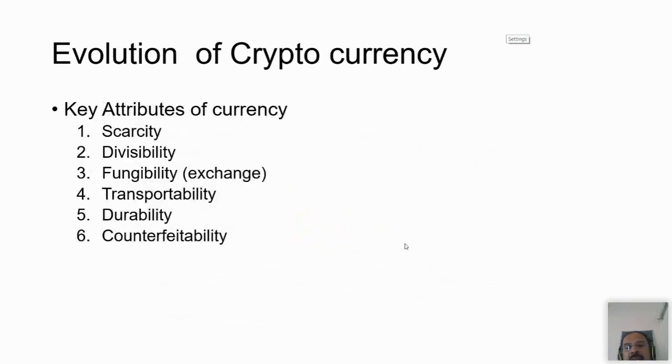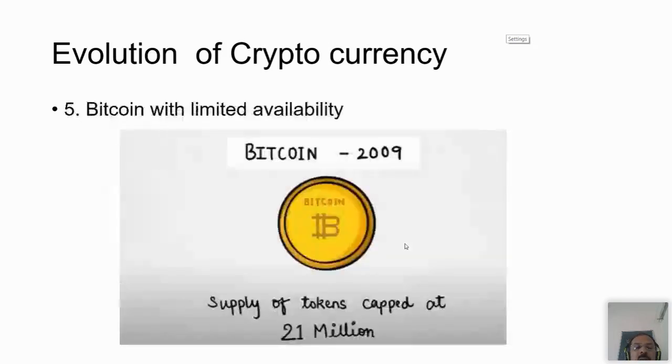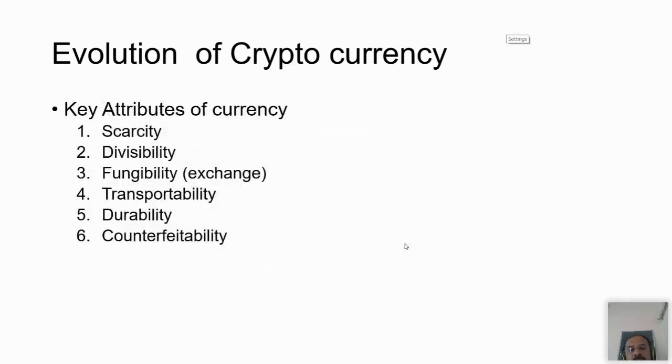So these are the key attributes of a cryptocurrency. One is scarcity. Divisibility: what is the meaning of divisibility? You can buy 0.1 cryptocurrency also. You don't have to buy one whole cryptocurrency, and one itself is some 32 lakhs or so. So you can buy 0.1 or 0.15 cryptocurrency. That is called divisibility. Fungibility means you can exchange it with some other thing. Transportability, because it is digital. Durability, in the sense it is stored in a blockchain. And then counterfeitability, that means no one can reproduce the same currency, right? So these are the key attributes of the cryptocurrency.